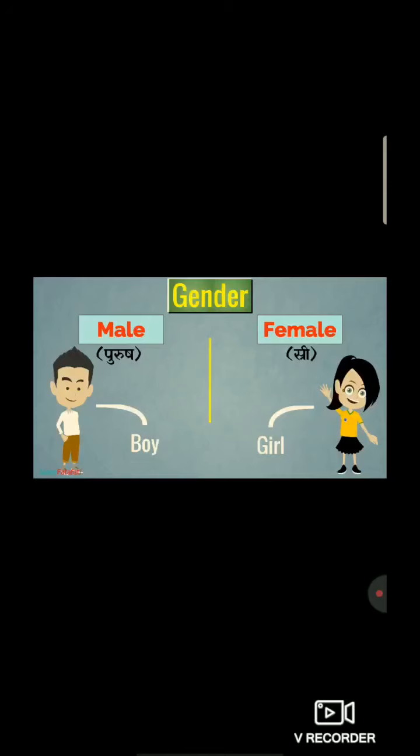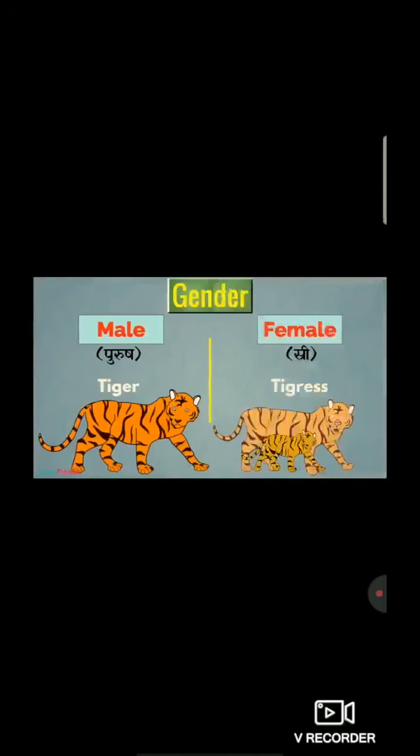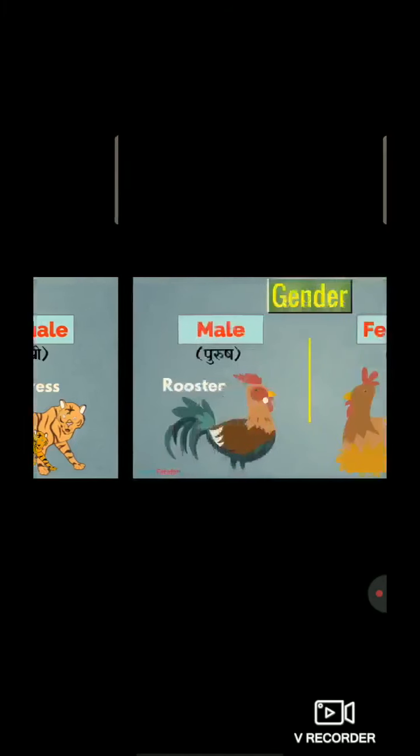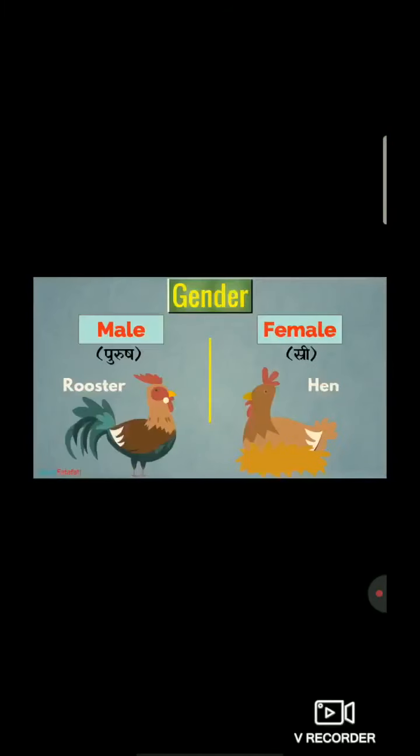Right students? Now, gender, female and male, there are animals also, as you know, right? So here on the male side there is a tiger and on the female side there is a tigress. Right students? Next example. On the male side there is a rooster and on the female side there is a hen.